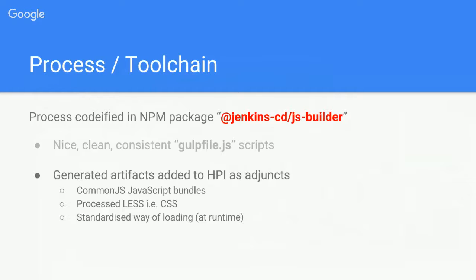So it has an understanding of how HPI plugins work and how adjuncts work and stuff like that, and it takes advantage of that. So when it's generating these bundles and processing the CSS and generating CSS from the less files, it puts them into a standardized place within the plugin, so that those resources can be loaded at runtime using the adjunct mechanism. And also automatically loading as well.